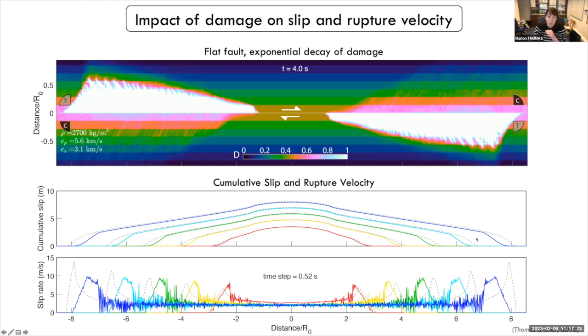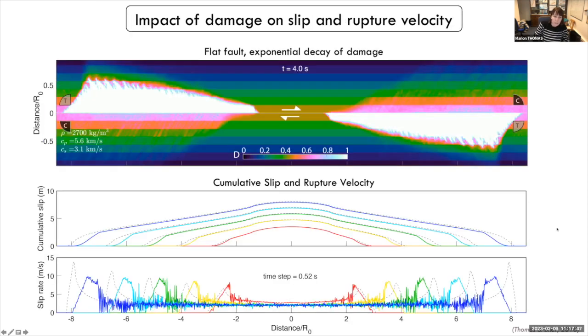If you look at the cumulative slip, that doesn't change much actually. I don't have time to discuss it, but it's important when we are considering inversion of the deformation field at the surface. But in terms of accumulation of slip, that doesn't change much the story.